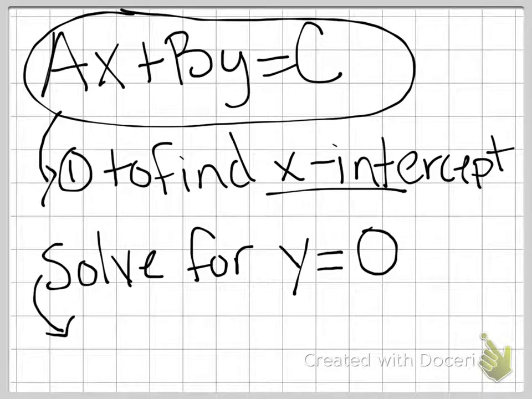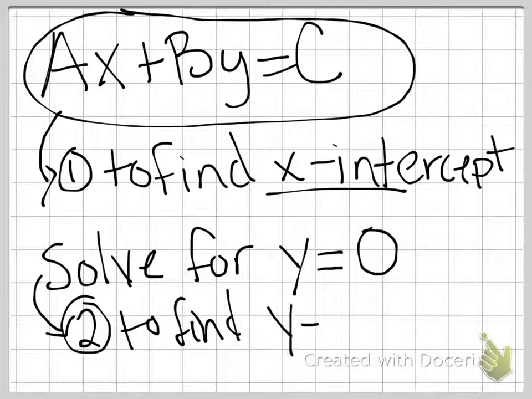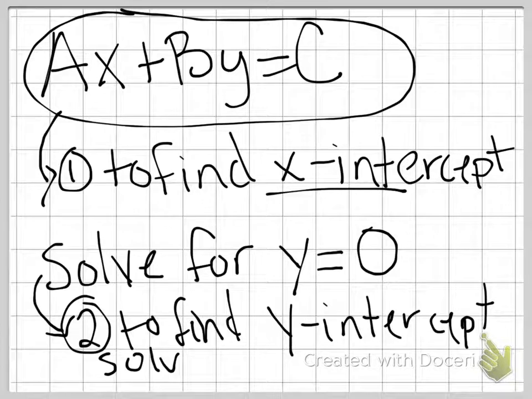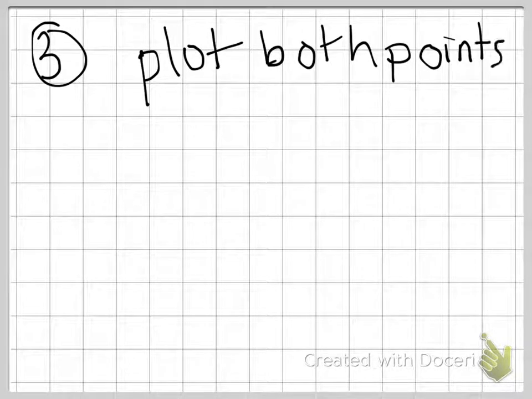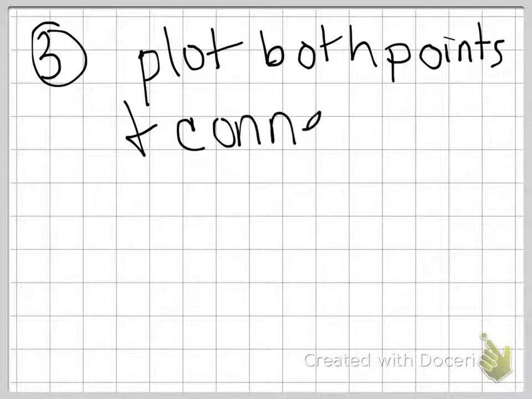Step 2, to find the y-intercept, solve for x equals 0. Okay? And then once you've solved for both, you got to graph the line. So your third step would be to plot both points and connect to make a line. Okay, now that's all of it in words. Let's actually see how that looks with the math.